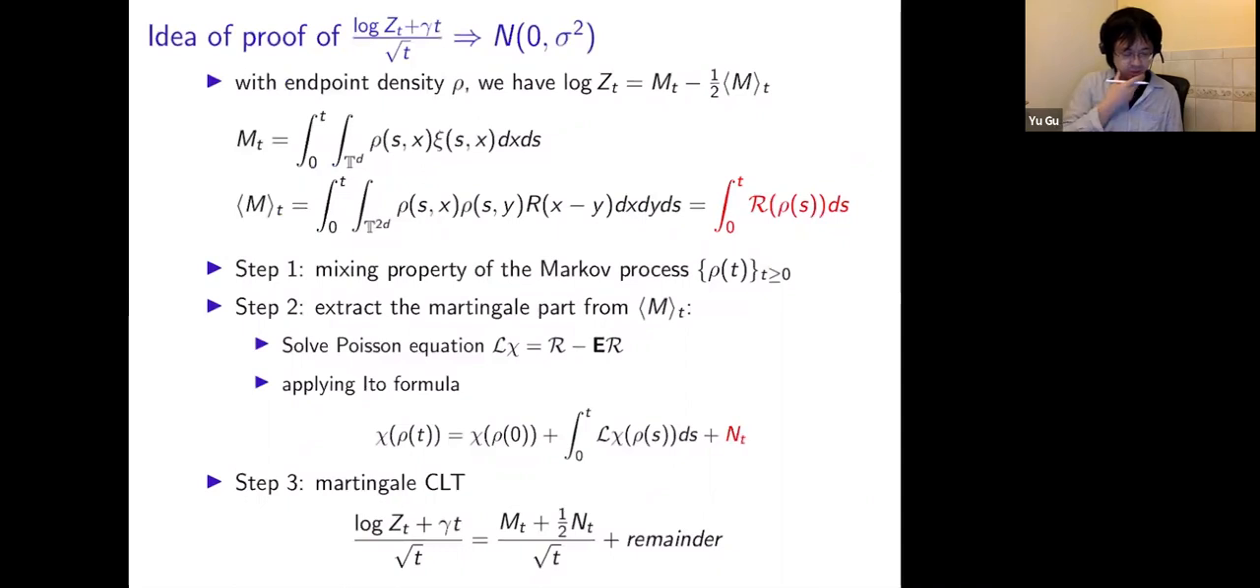What is missing here is, first, to show the mixing property of this rho. Another thing that is missing is, if you want to apply the Itô formula here, then you need some dynamics of this rho. Rho is a Markov process, and your underlying noise is just white noise. So presumably rho will satisfy some SPDE, and you'll need to use that SPDE to get the explicit expression of this martingale here.